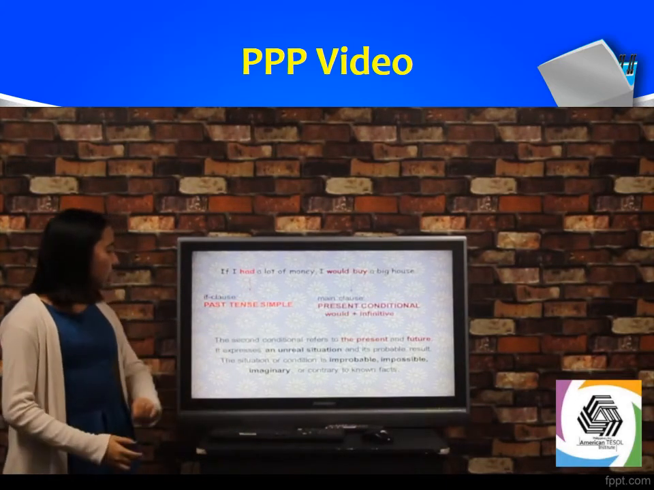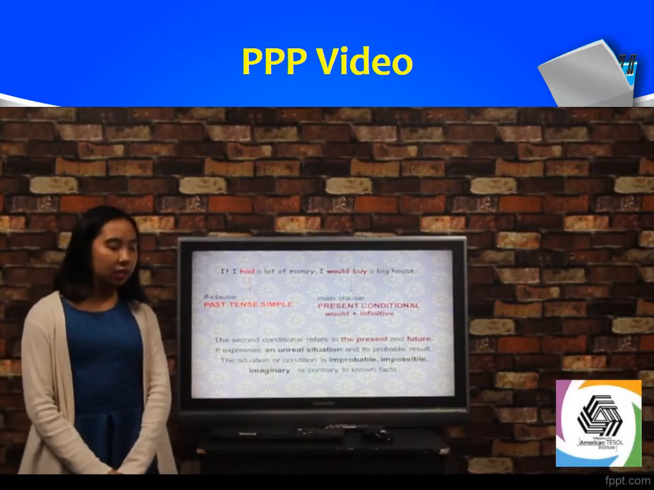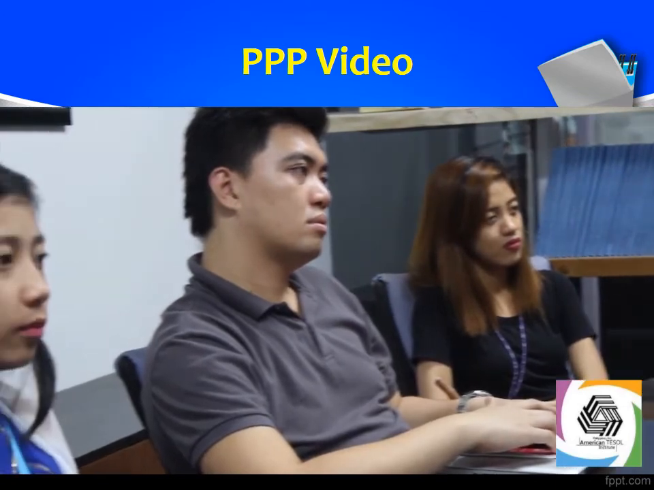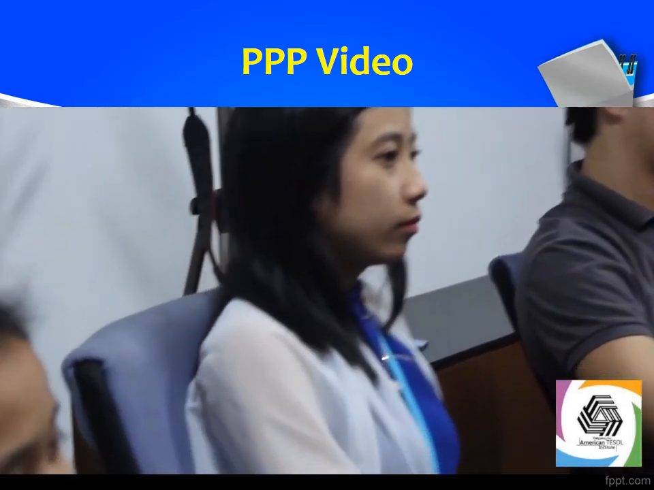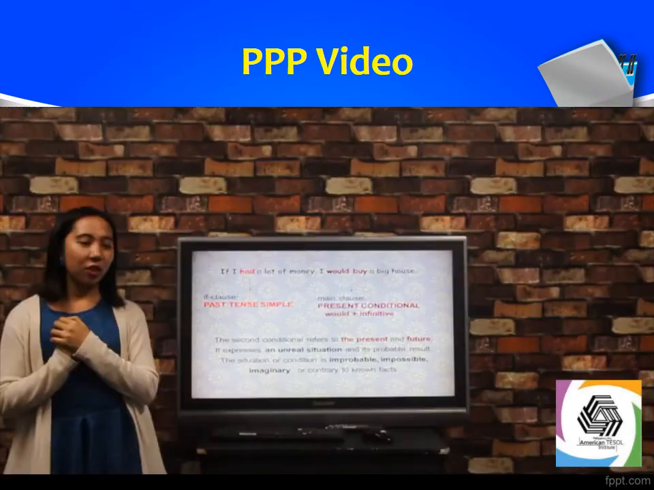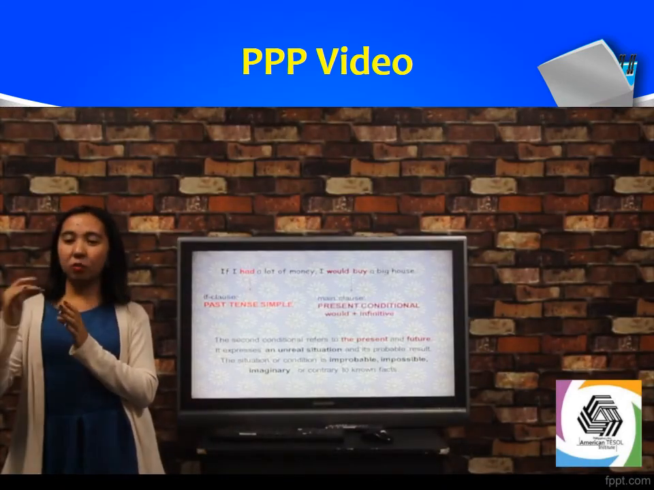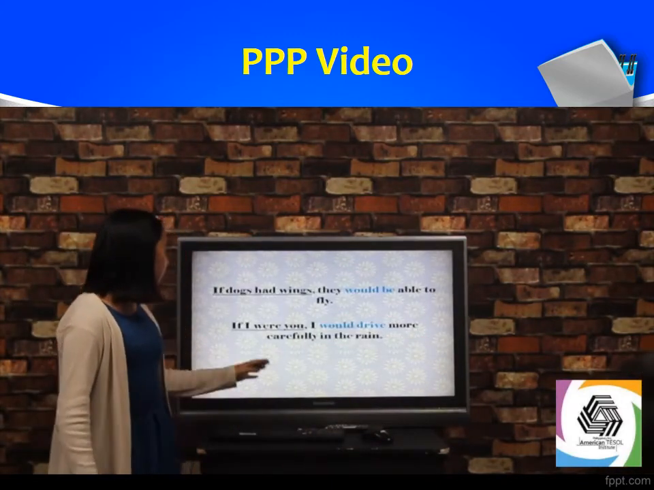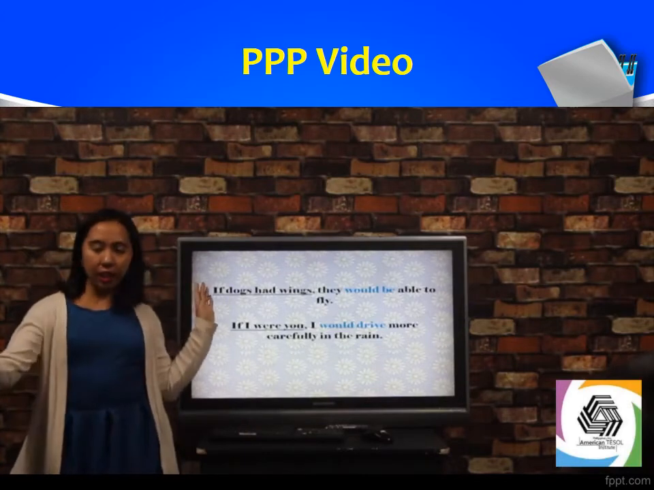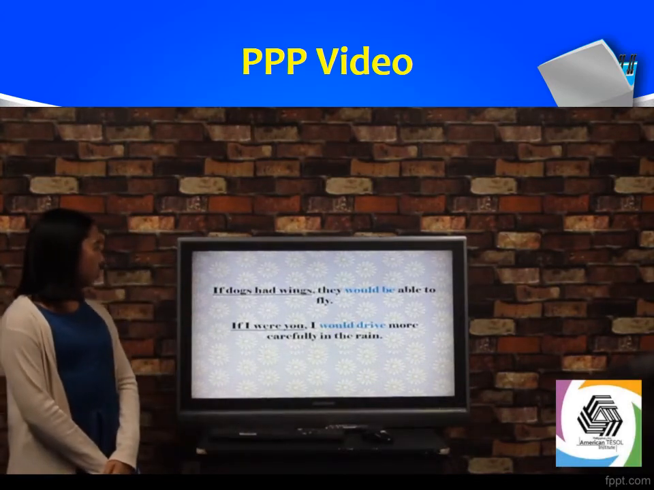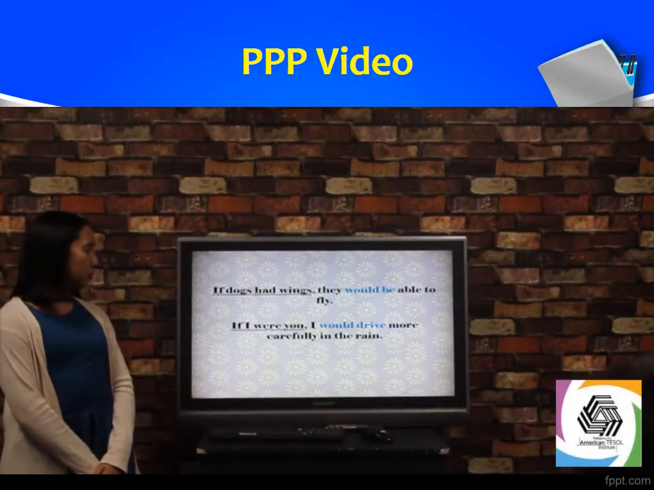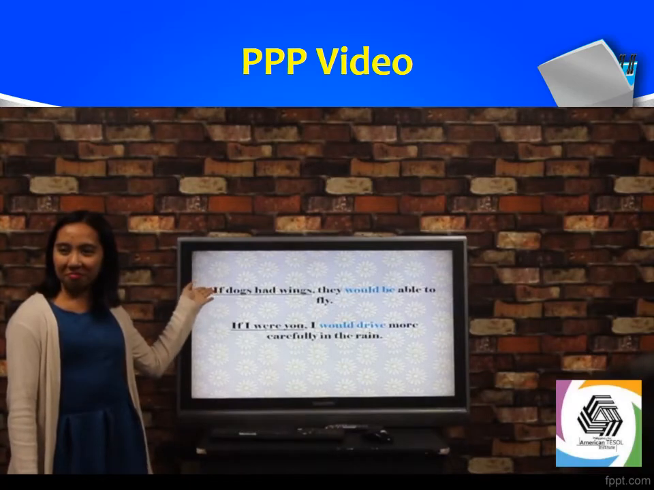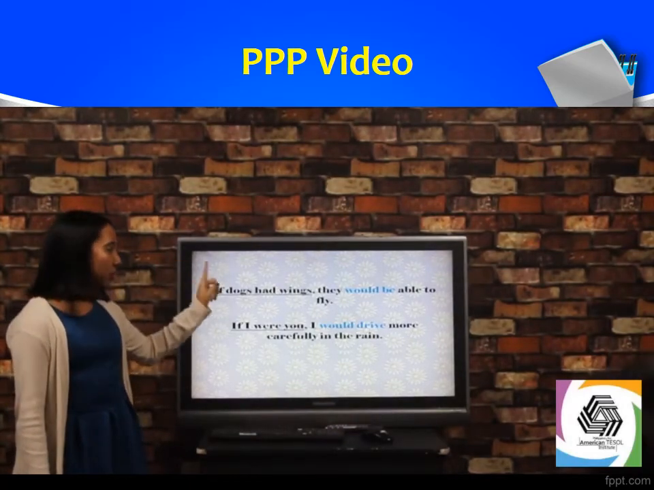Okay? The second conditional refers to the present and the future. It expresses an unreal situation. What do you mean by unreal? Impossible. It's impossible, or it's not true. It will not happen or it cannot happen in this case. So for example, in this sentence, Sheila, please read this. If dogs had wings, they would be able to fly. Okay, so is this true? Do dogs have wings? No, they don't. So that's why we use the second conditional.